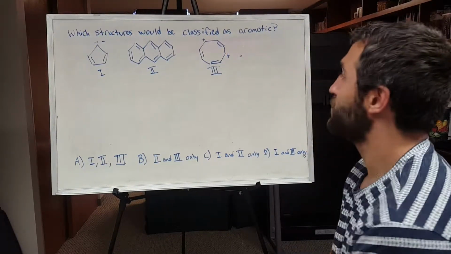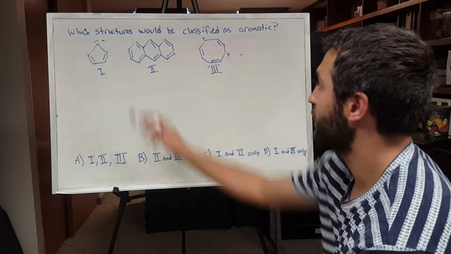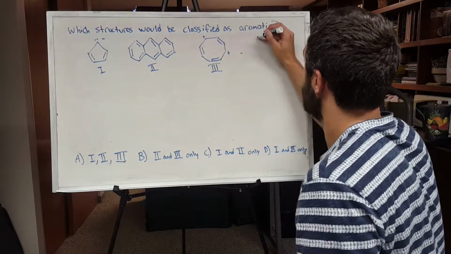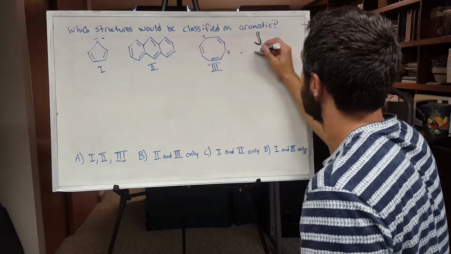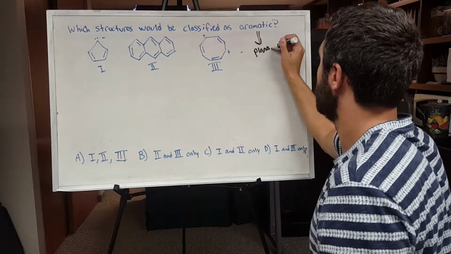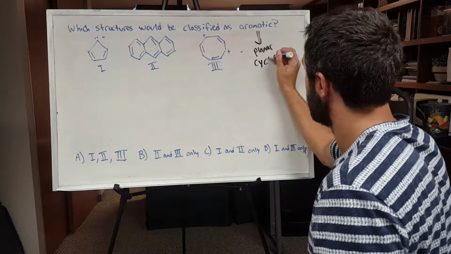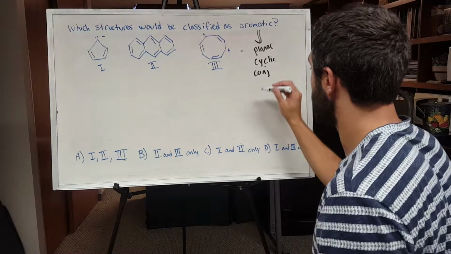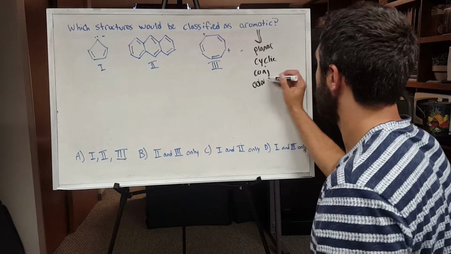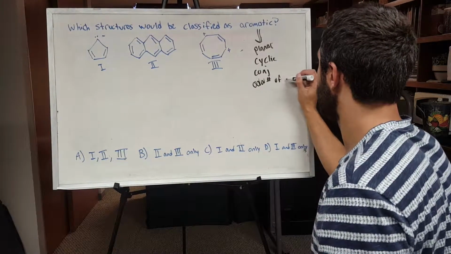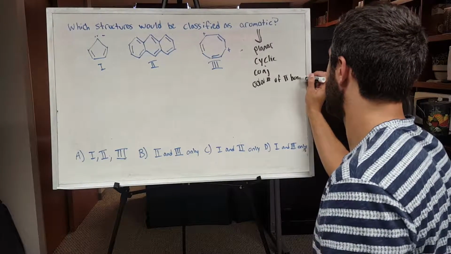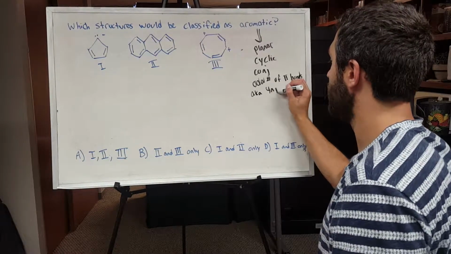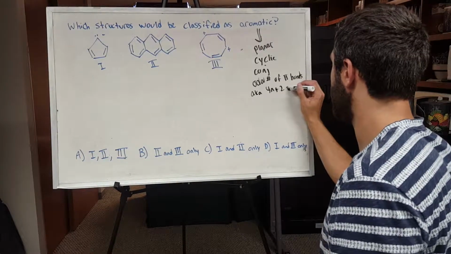Alright, the problem reads, which structures would be classified as aromatic? 1, 2, and 3 here. So for aromatic, this implies planar is one requirement, cyclic, conjugated, right? And Huckel's rule, odd number of pi bonds, aka 4n plus 2 pi electrons.